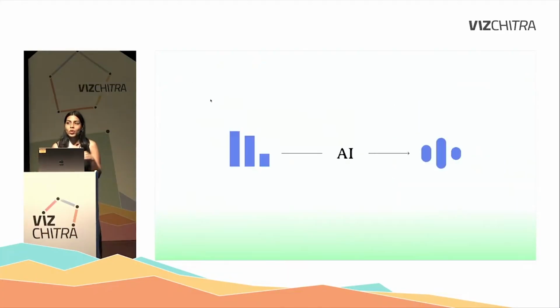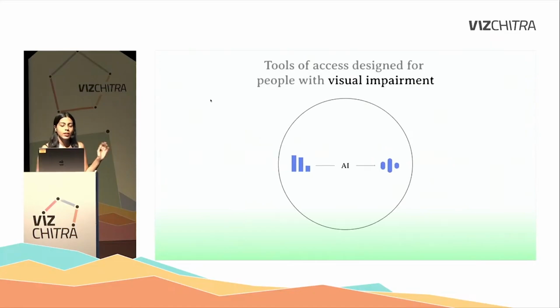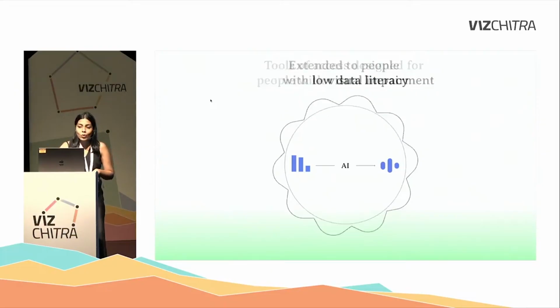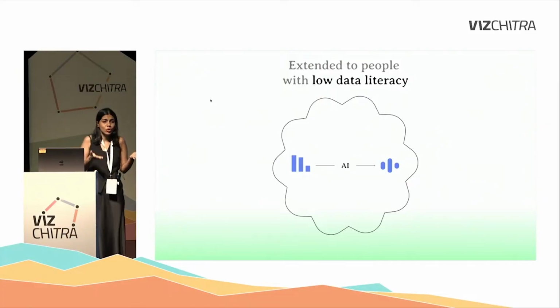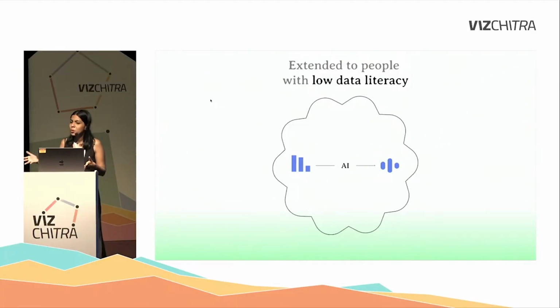And so I know a lot of people are going to be like, why does this matter? Wow, great, accessibility. This has nothing to do with me. I don't work with blind people. I don't work with people with visual impairment. But I want us to think about this idea of turning graphs with the help of AI into an audio-based output for people with visual impairment, which can also be translated and extended to people with low data literacy. It's the same access problem. I don't know what this looks like. And there the problem is, I don't understand what this means.